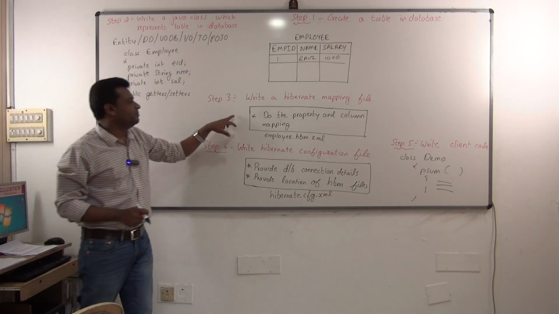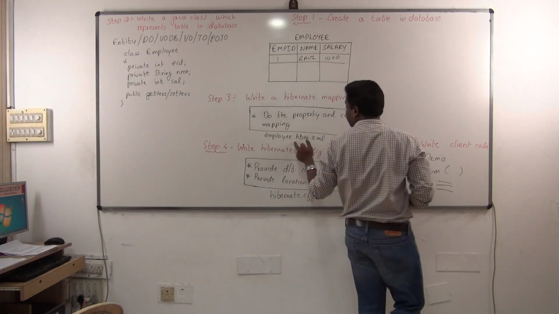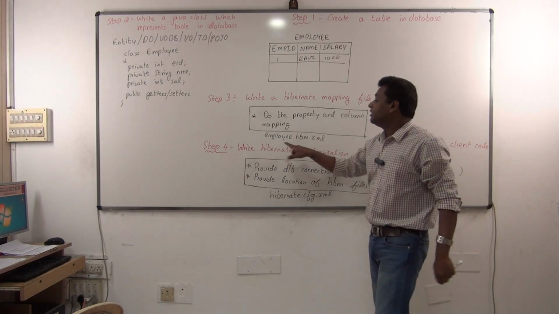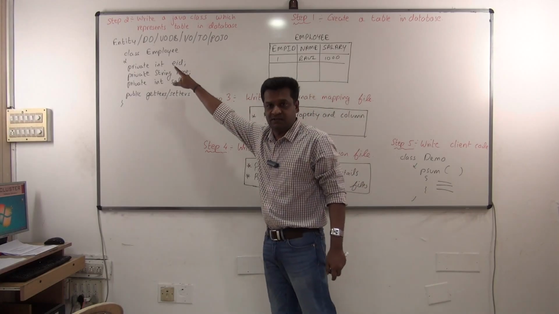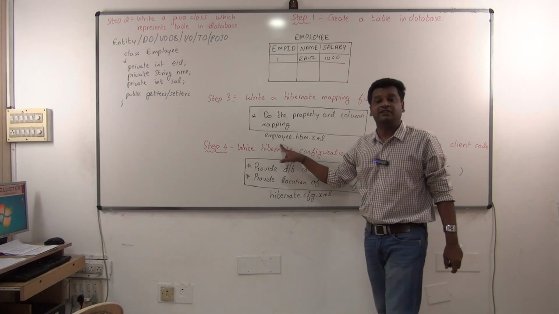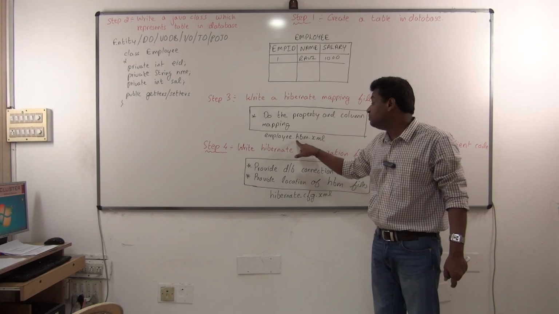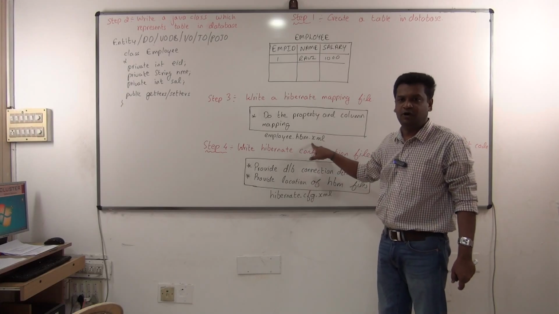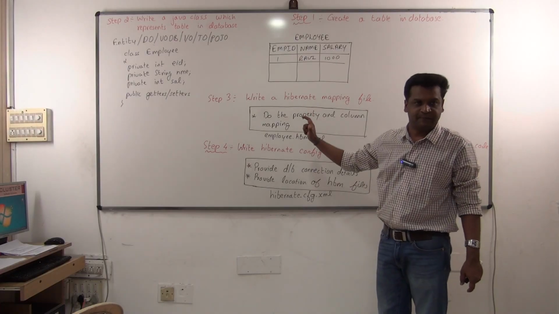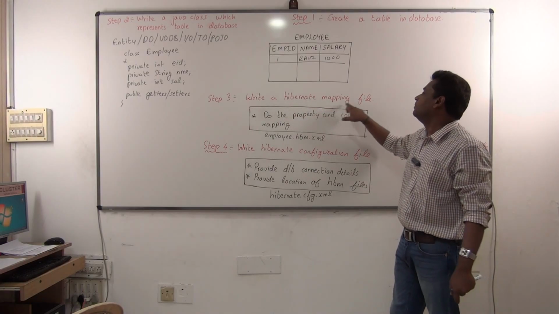Then step 3. Let's come to step 3 now. You have to write one file called employee.hbm.xml. So look at the convention. Whatever the name of your class, what is the class name? Employee. The same name you should use for your XML file, and the extension will be hbm.xml. That's the extension you have to give. And we call this a Hibernate mapping file. So that's the third step: write a Hibernate mapping file.